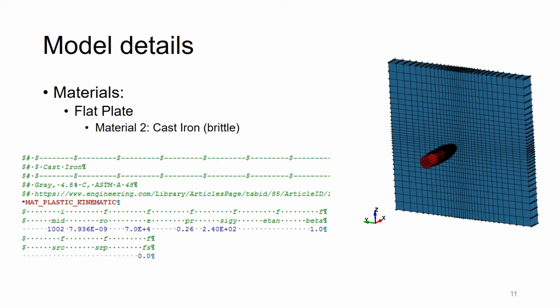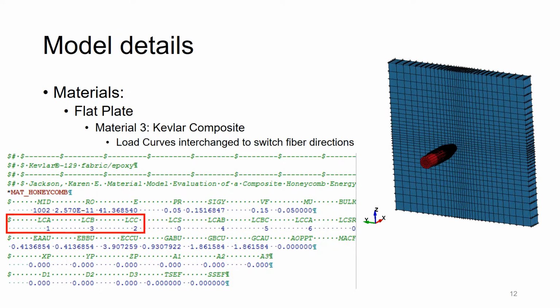For the second material, I used cast iron for the brittle material. You can see here the Poisson's ratio is a little lower, but the yield strength is more than twice as big at 240 megapascals. For the composite material, I used Kevlar 129 fabric epoxy that I got from a NASA paper. In the reference, you can see the link.